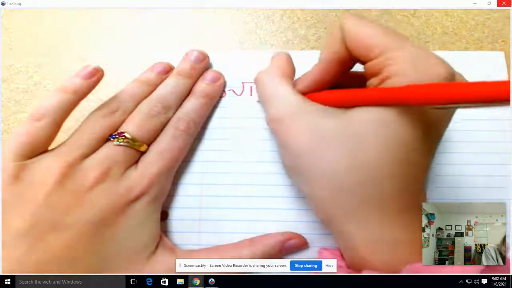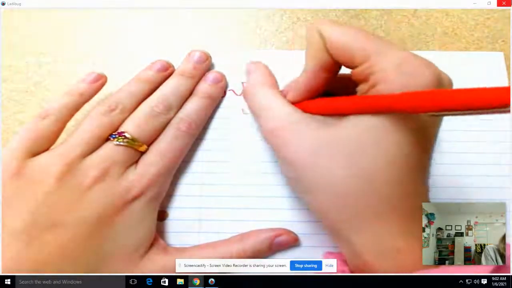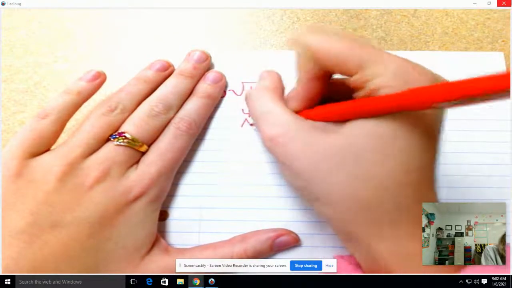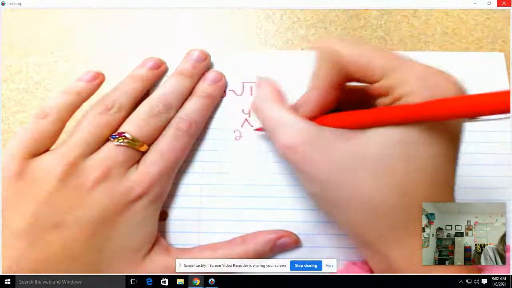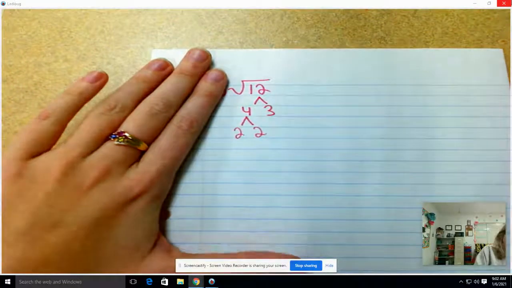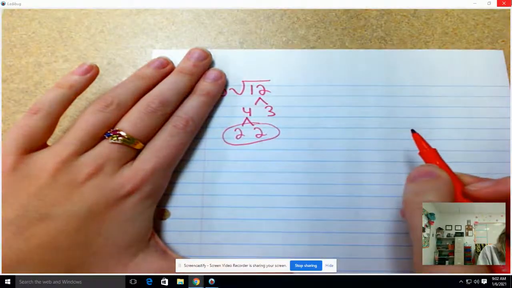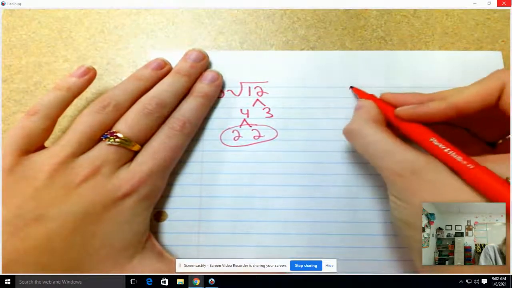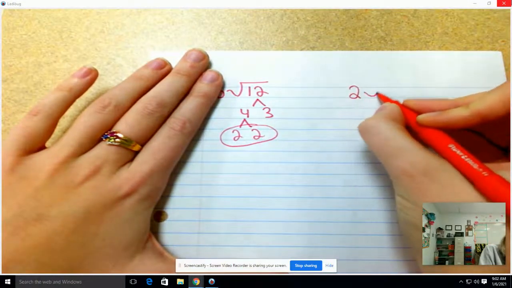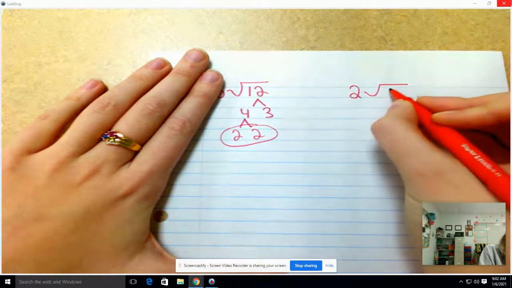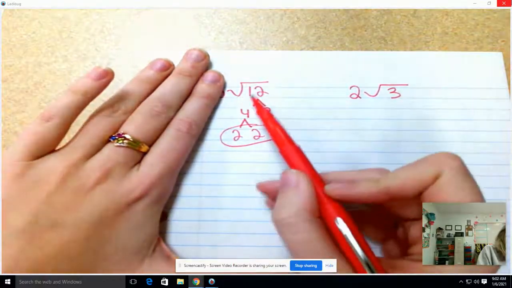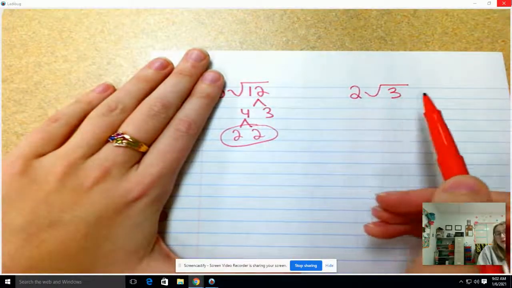So we're going to first start with 12. Factors of 12, that's going to give me 4 and 3. And then we're going to have 2 and 2. So again, I made my factor tree. Now I'm looking for pairs. What's in a pair goes on the outside of the radical. What's left over goes on the inside. So the radical 12 is the same as 2 radical 3.